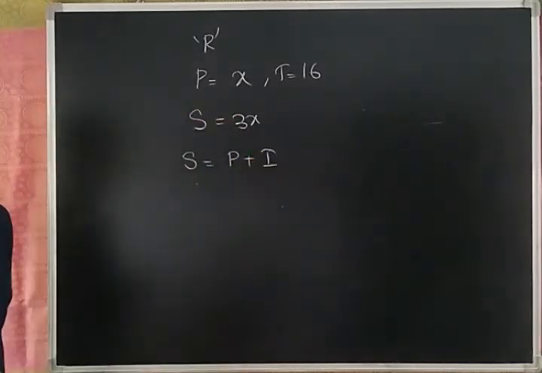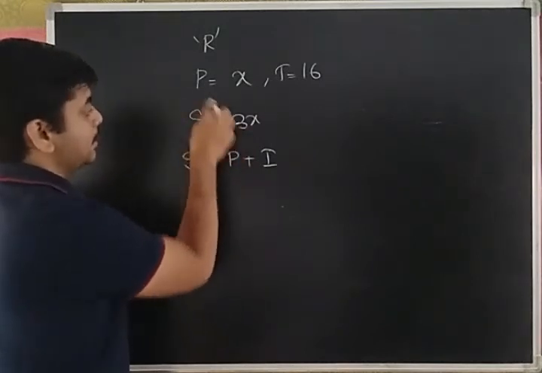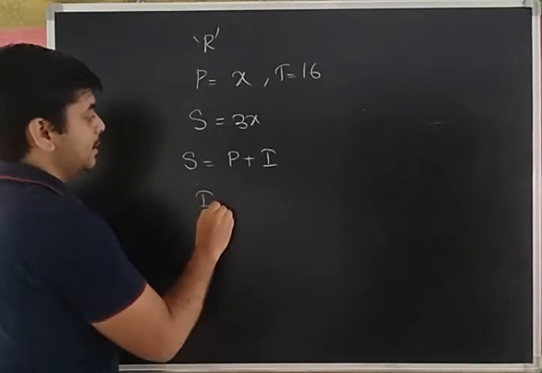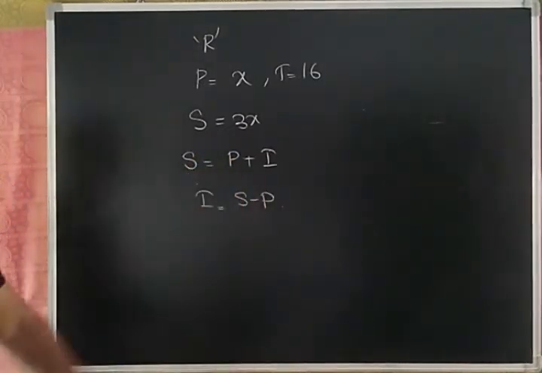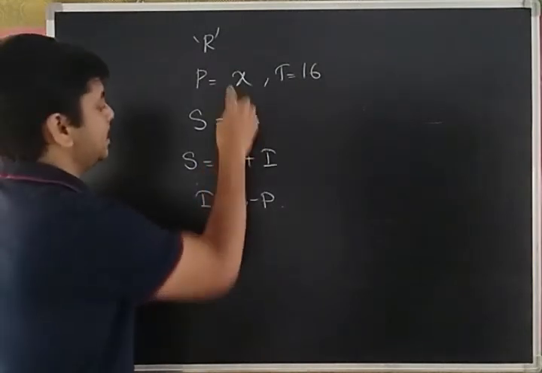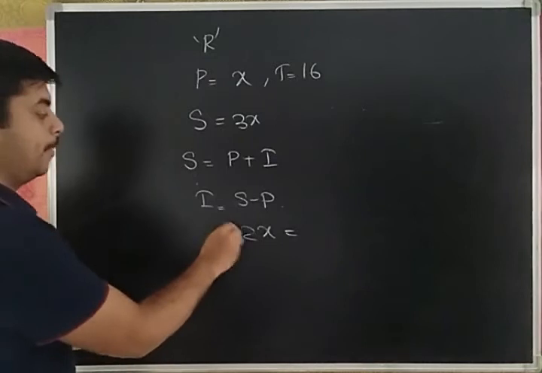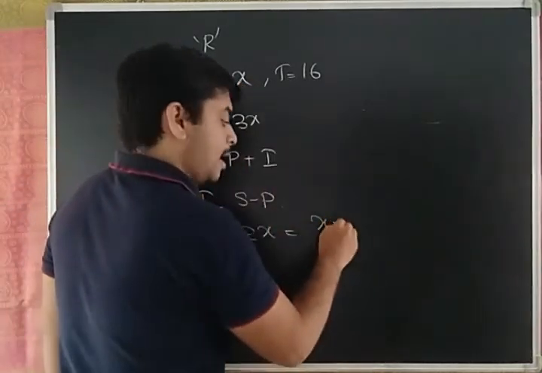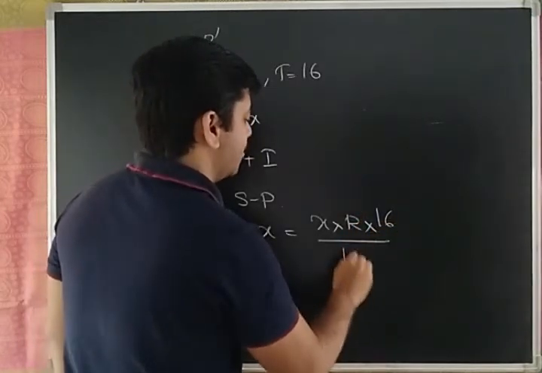Final sum is principal plus interest. So if you have principal and sum, you can find interest as S minus P. What is that? S minus P is 2x. This interest is equal to the formula PRT by 100. What is PRT? P into R, which we need to find, into T, which is given as 16, by 100.